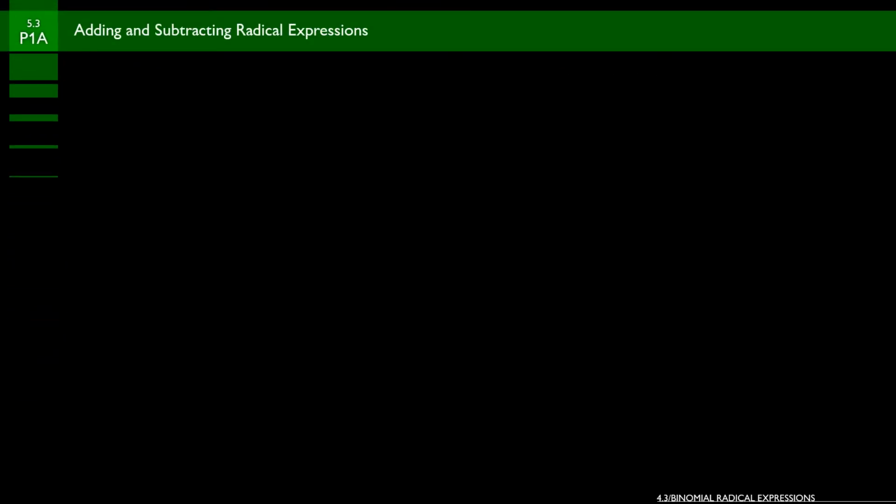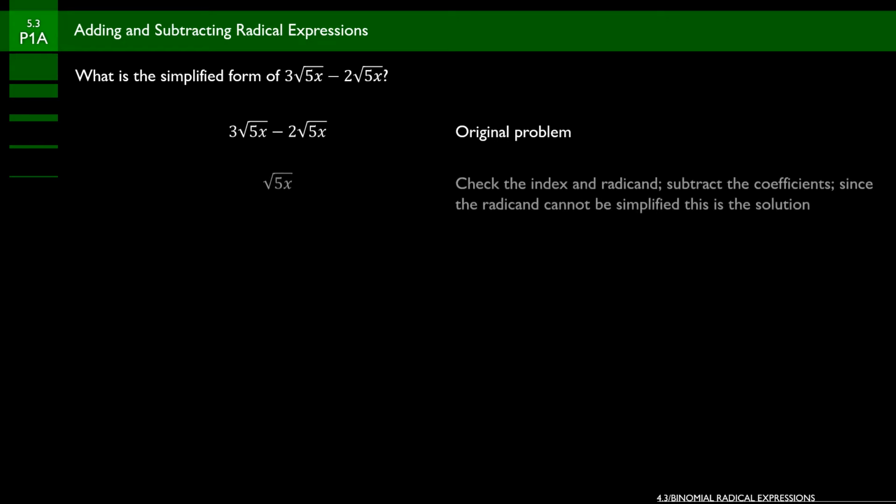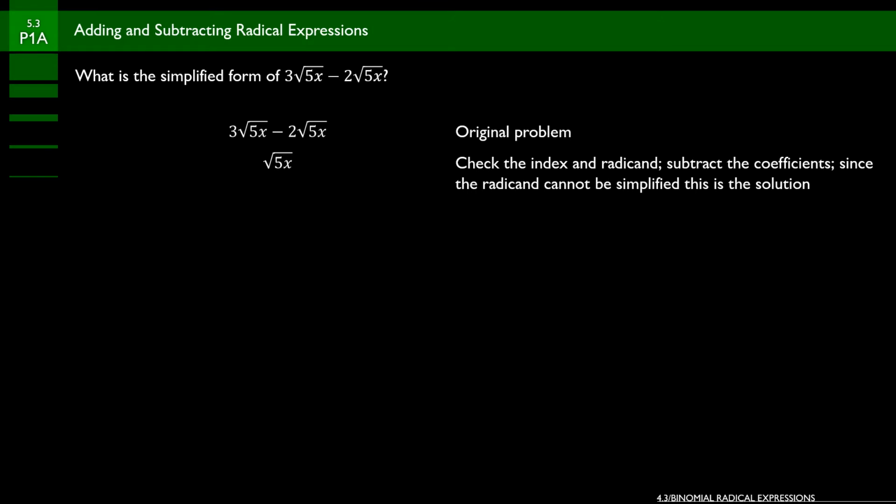In problem 1a, we're given what is the simplified form of 3 square root of 5x minus 2 square root of 5x. So the first thing that we've got to check is to see, do we have the same indexes and do we have the same radicands? So both of our indexes are 2, and then both of our radicands are 5x. This means that we can go ahead and subtract the coefficients, and we're left with 1 square root of 5x or just square root of 5x.